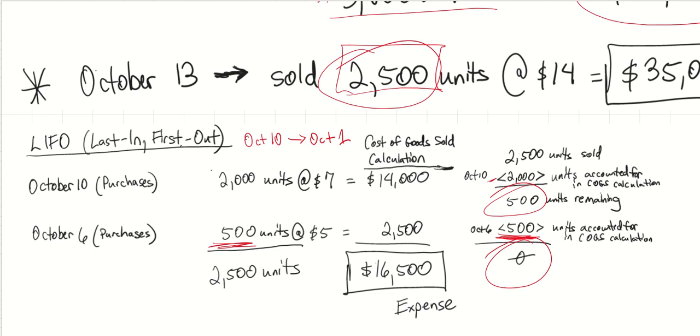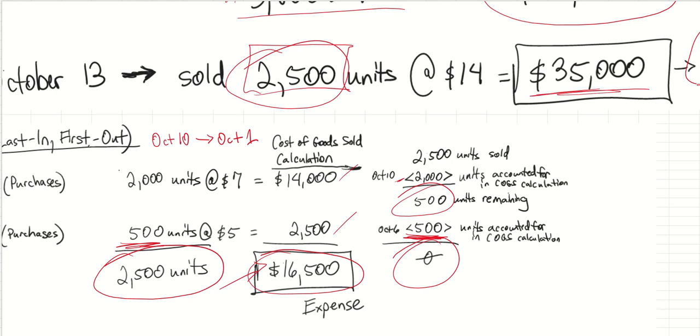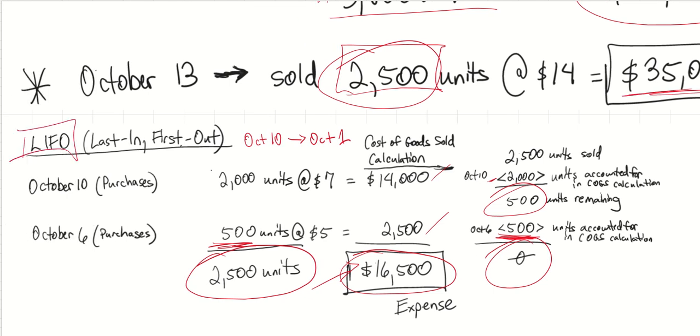That's because we've included all 2,500 units that were sold, and we have our cost of goods sold amount under the LIFO method, which is $16,500, taking $14,000 and adding $2,500 to it. So this is the expense we're going to record in the company's books that went along with generating the revenue of $35,000 when using the LIFO method.